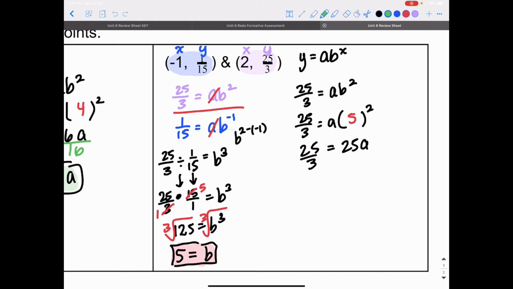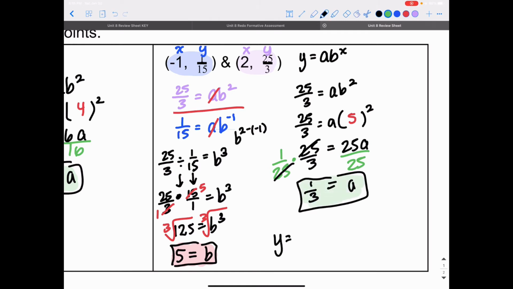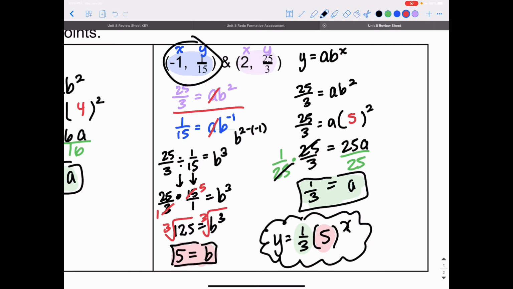And actually, what I want to really do, because I have a fraction on the other side, I'm going to multiply by 1 over 25, which is the same as dividing by 25. And I'm going to end up with a is equal to, these 25s cancel out, and I get 1/3. So a is 1/3, b is 5. I'm plugging those into my general form. So I have y is equal to 1/3 times 5 to the x power. And this is my initial amount, this is my growth rate, and this is my function that fits both of these points.